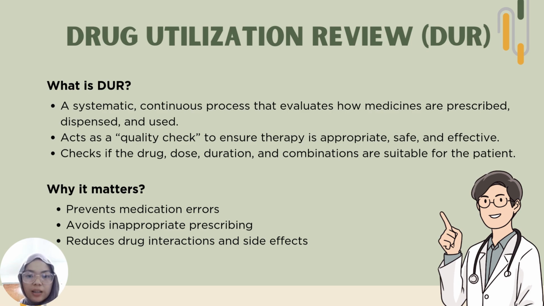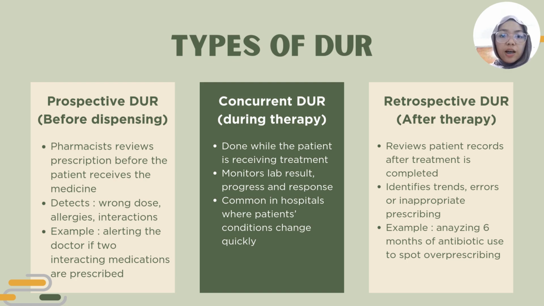There are three types of DUR. The first one is the prospective DUR, which is done before dispensing. Pharmacists will review the prescription before the patient receives the medication. They will check things like wrong dose, or if the patient has any allergy, and also if there is a drug interaction between all those drugs.